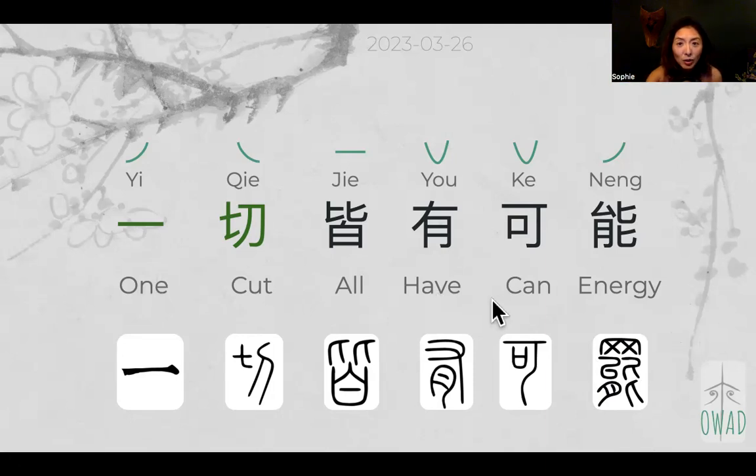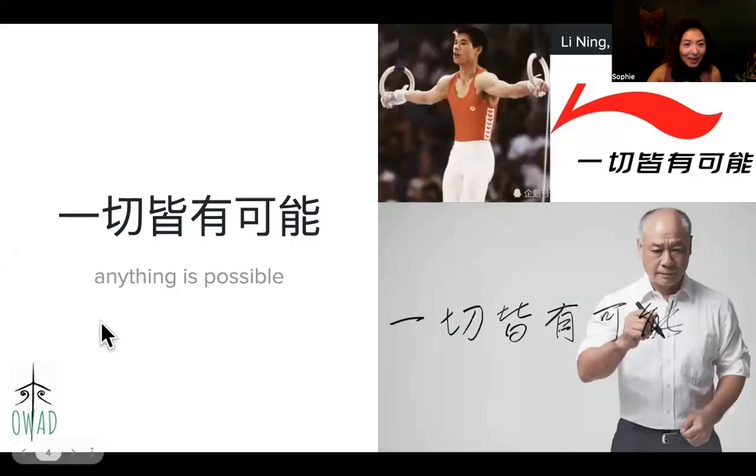Okay, 一切皆有可能 basically is translated as anything. All that we're talking about, anything refers again, 有 is have, potentials. 可能, like yes, you can, and you have the energy. Because you got a permission from the divine and you have the energy to do it, then everything is possible. So 可能 basically is the Chinese translation of possible. 一切皆有可能 is everything is possible, or anything is possible.